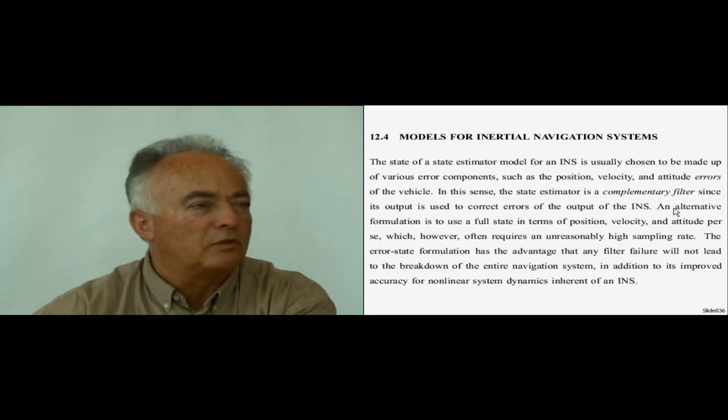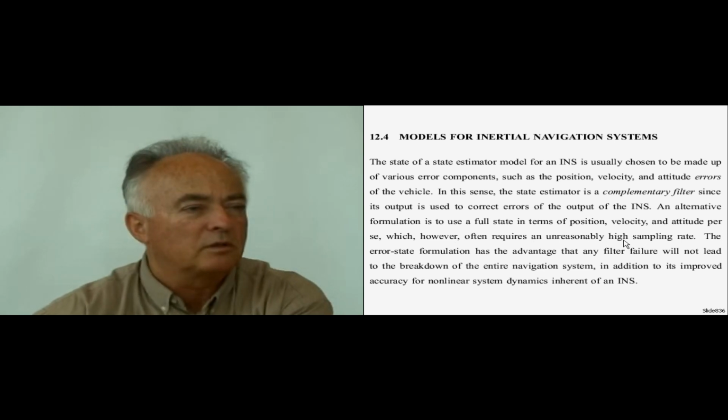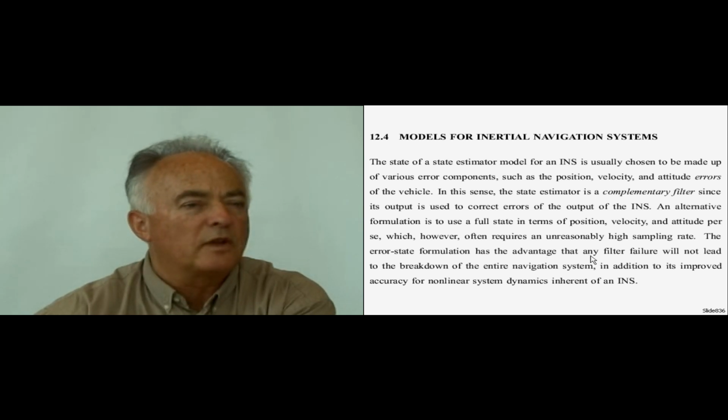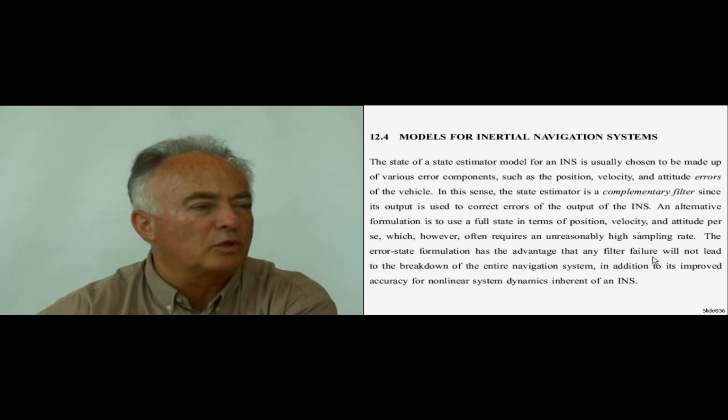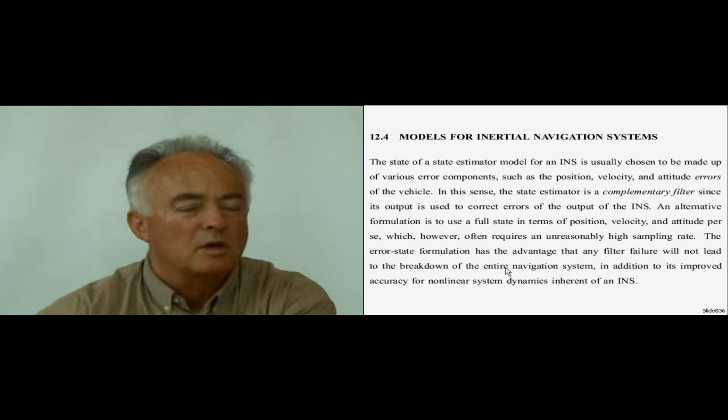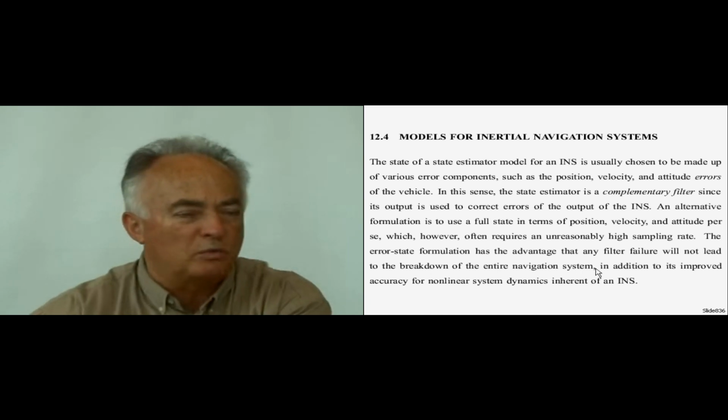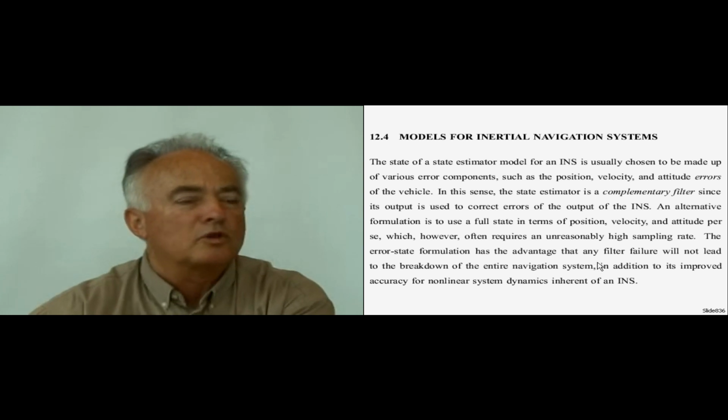An alternative formulation would be to use the full state in terms of position, velocity, and attitude, which requires, it turns out, a much higher sampling rate, and therefore the error state formulation has an advantage that any filter failure will not lead to the breakdown of the entire system because one has the raw outputs. So if it breaks down, there is no improvement. Otherwise, there is an improved accuracy.